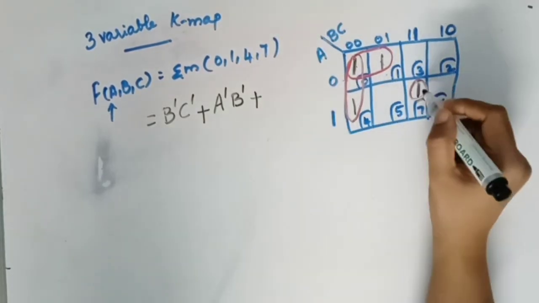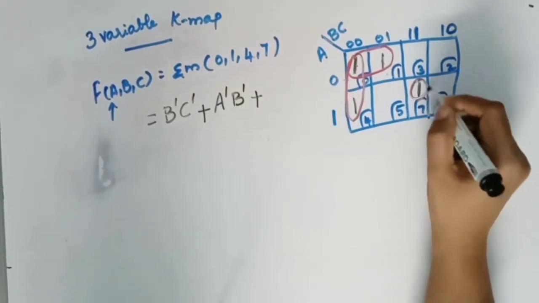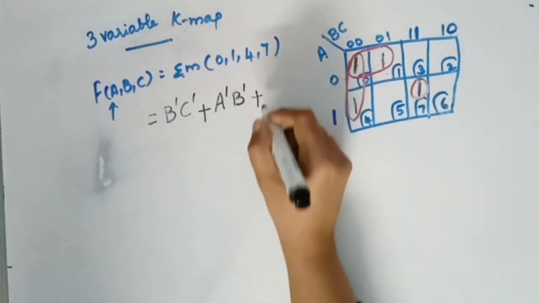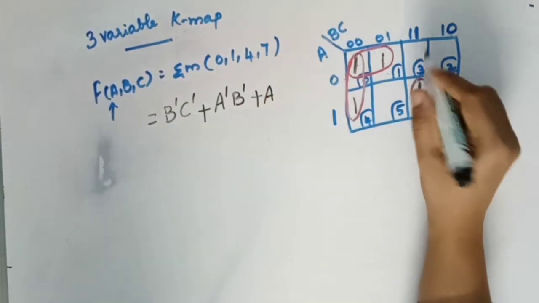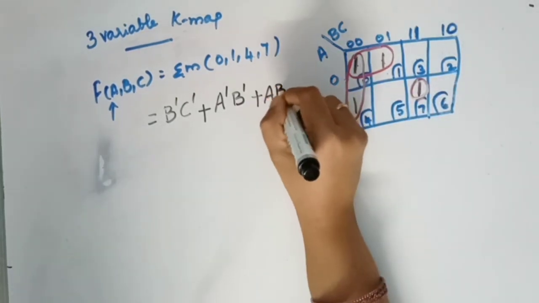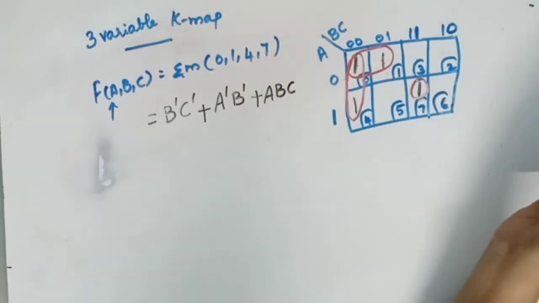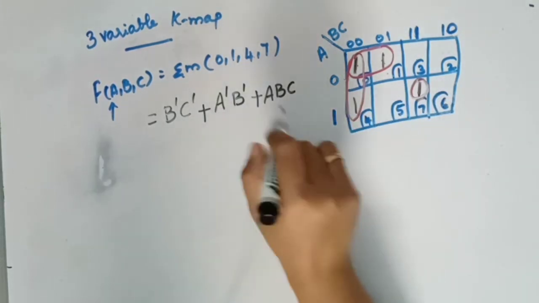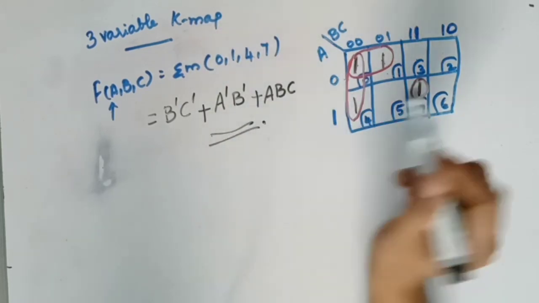plus, go to the next group. Here it is alone. So it has a value of A equal to 1 and B and C equal to 1 each. So this is how you group and write the answer. So you can't simplify it any further. This is the final answer.